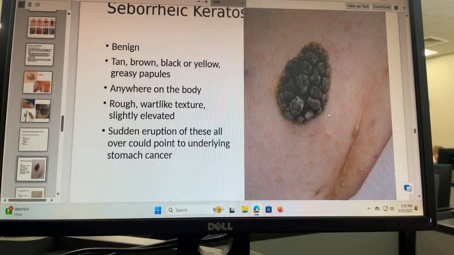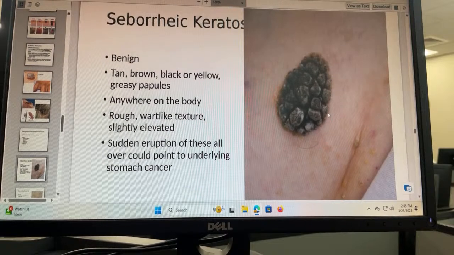So these themselves aren't cancerous, but if suddenly someone just shows up with a bunch of them popping up all over their body all at once, this could be an indicator that someone has stomach cancer. Not that these themselves are cancerous, okay? So it's not like these need to be removed, but it just could be an indicator that someone has stomach cancer. Does that make sense? Generally, people just have 1 or 2 of these show up. It's kind of common in older folks, but they're not inherently harmful.